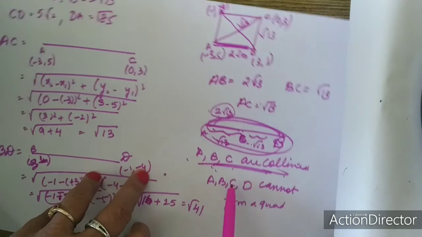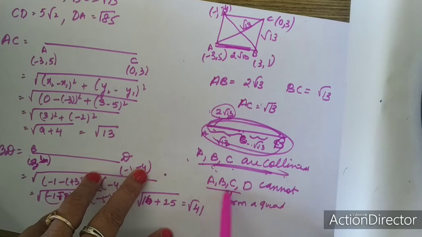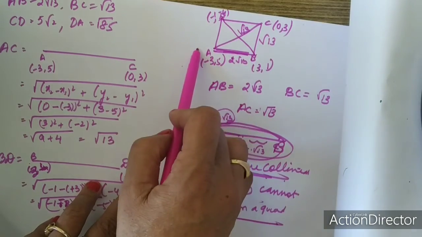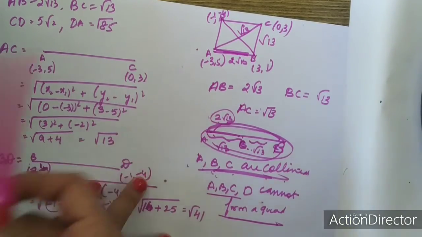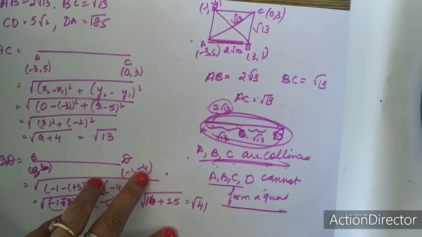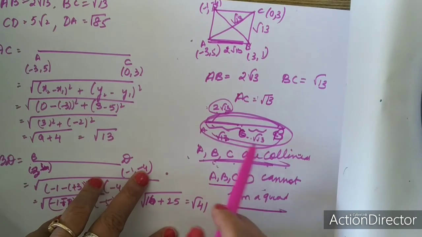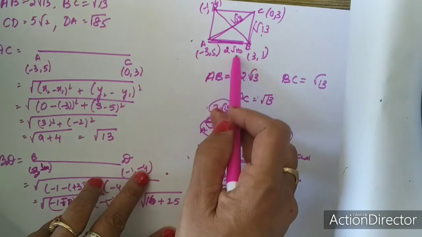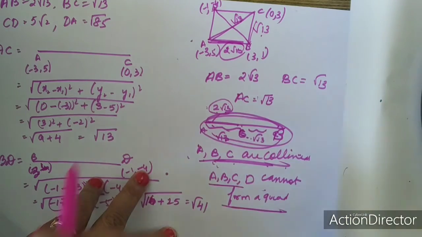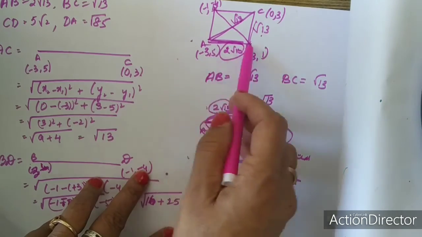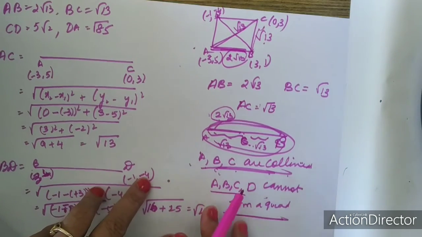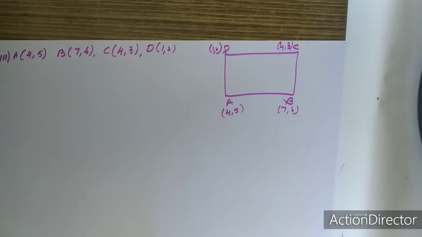That means that as per the question, this ABCD cannot form a quadrilateral, and apart from that all these 4 value distances are also different, so it is neither a rectangle nor a square nor a rhombus and nor a parallelogram. One more thing I was able to observe, that this length is root 13, this is also root 13 and this is 2 root 13, which shows that these 3 points are collinear. If they are collinear, they cannot form a quadrilateral.